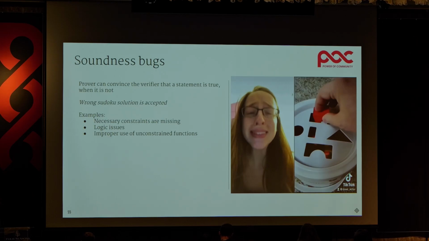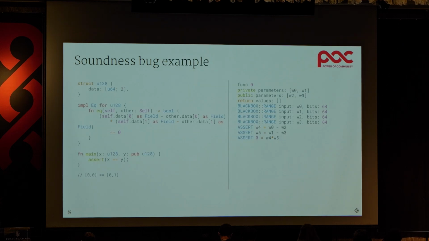There are some logic issues, or somebody is using unconstrained functions in place of actual constraints. A very simple example is code that I've seen where a person was trying to save some gates, some assertions, because assertions are costly. And when you increase assertions, you're basically increasing prove time, and it takes longer for the system to work.